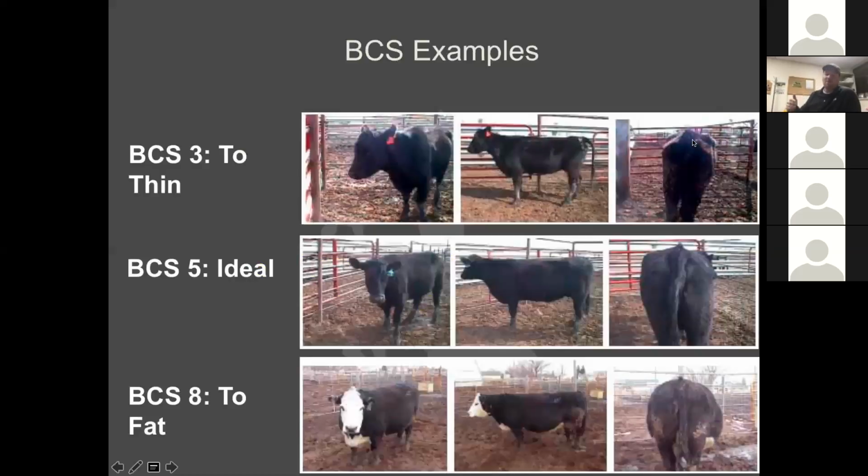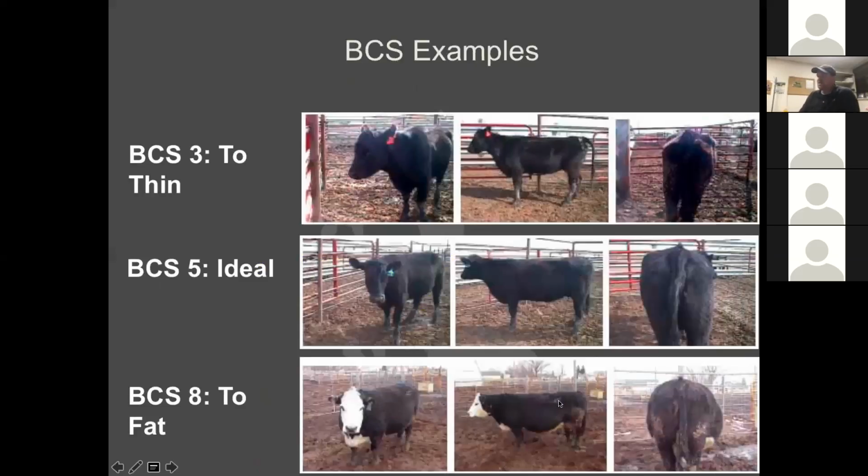And really, when we're looking at these thinner animals, we're evaluating protein. How much muscling does she have? Does she have any extra fat in her brisket? Can you see her ribs? These are all things that you look at. When we look at this 5 cow, you can still see her transverse process right there, but you really can't see her ribs. You really can't see the top of her vertebrae. She's filled in nicely around the tailhead. You'd say that cow's in really good shape.